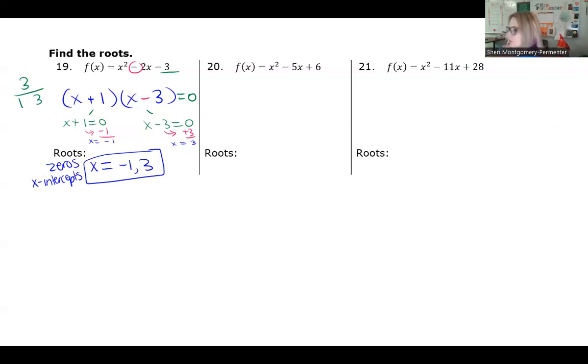So let's do another one. My first step is to factor just like before. I'm going to have an x and an x. I need factors of 6, 1 and 6, 2 and 3. I have to be able to put them together to make 5. This is a tricky one because both can work.